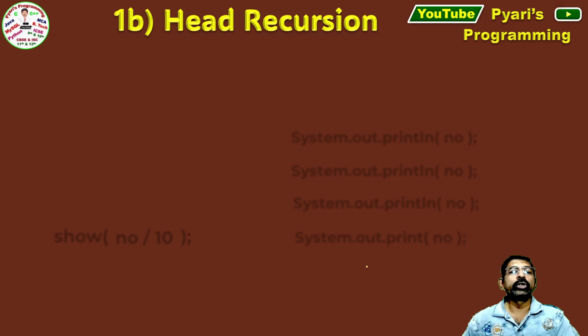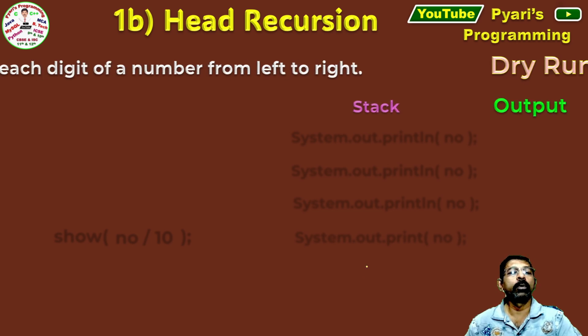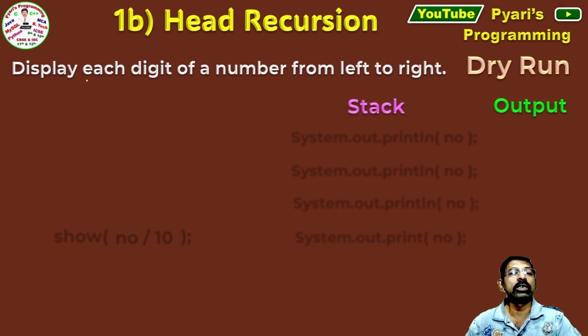Now it's time to check the program. Here the program says: write a program to display each digit of a number from left to right. The most important thing, again I am underlining it, is that it is asking for left to right. Normally we used to display each digit of the number from right to left.